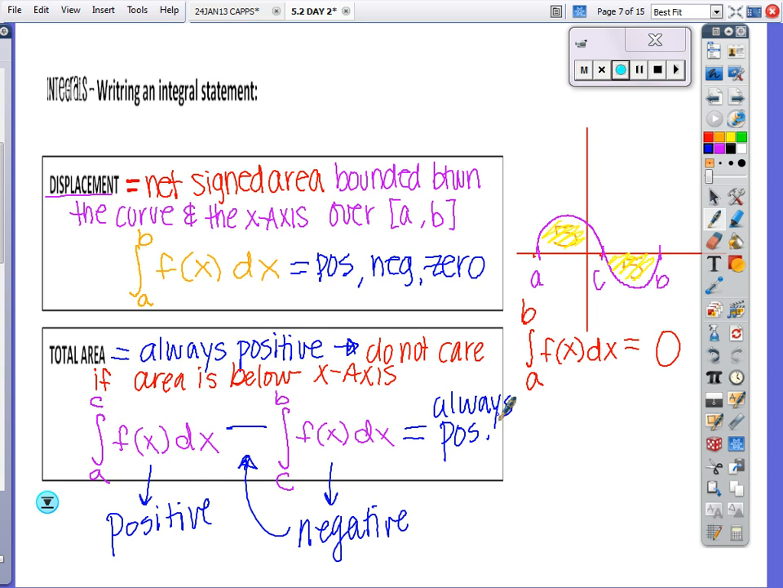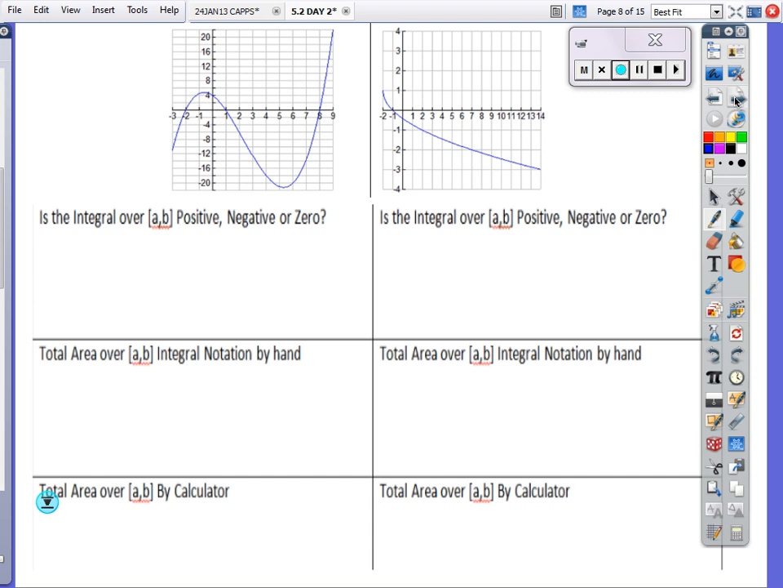No, it can't be. The displacement can be, because the positive pieces and the negative pieces will cancel each other. But something like this, it doubles. Okay, good.